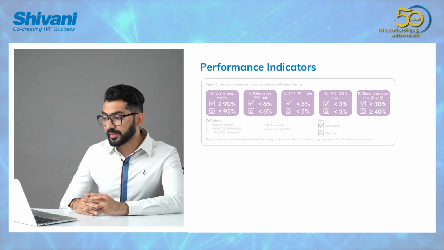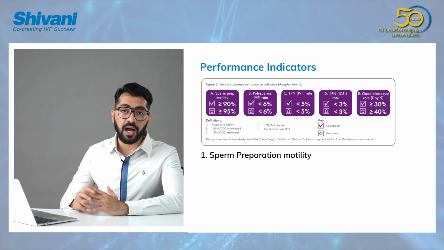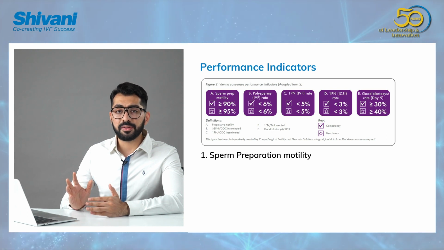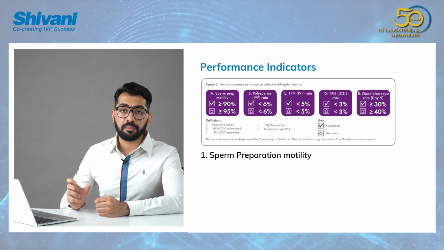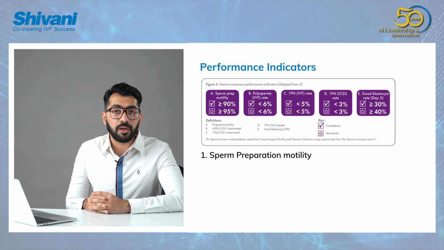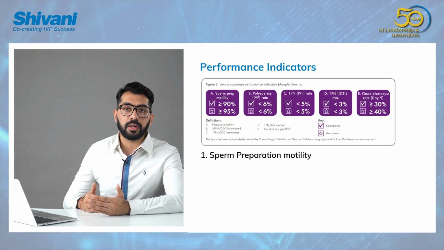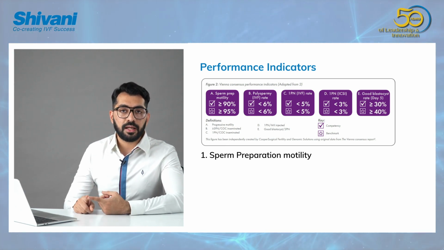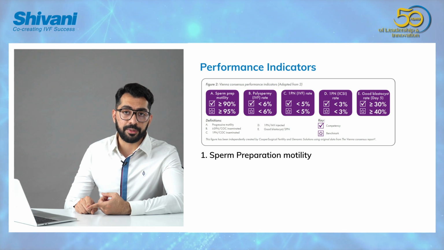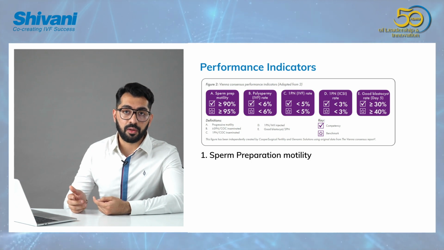So what are these 5 performance indicators? The first one is sperm motility after preparation. Generally we want to have a competency of about 90% and a benchmark of about 95%. Now what does this tell me about my embryologists or androtechnicians in the laboratory? Let's say the sperm motility after sperm prep has gone down to 80 or 85 or even 70%. It's either telling me that the type of sperm preparation technique that has been used for that particular patient is not correct, or that the technique of sperm preparation has gone wrong.